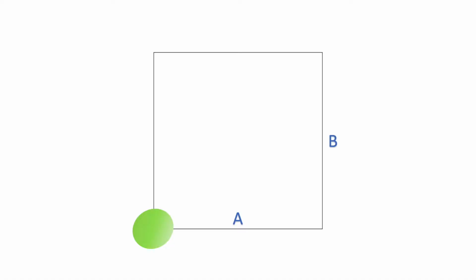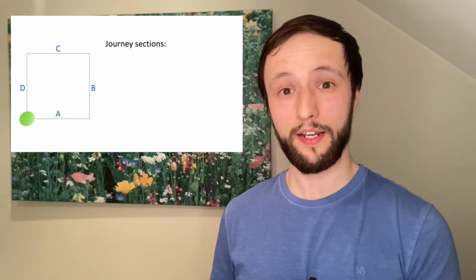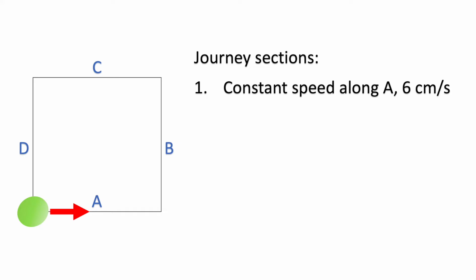Let's consider this square journey to have 4 legs, A, B, C and D. Each leg of the journey is 12 centimetres in length. We can describe the grape's journey like this. The grape moves at constant speed along A. It takes 2 seconds to cover 12 centimetres, which is 6 centimetres a second.